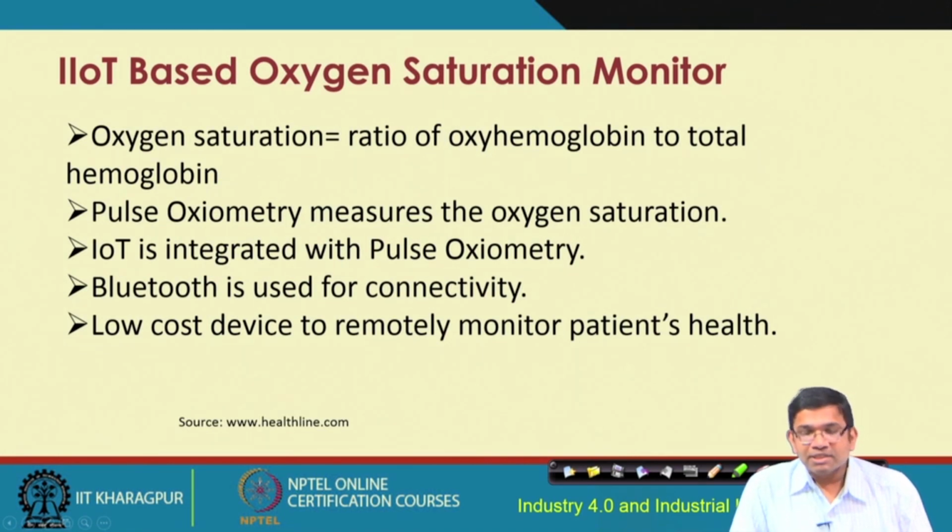For oxygen saturation monitoring, particularly for asthma patients, this is very important. Oxygen saturation can be monitored with the help of IoT devices such as pulse oximeters. So, pulse oximeters can help in measuring the oxygen saturation, and these pulse oximeters could be integrated with connectivity solutions such as Bluetooth, which can send continuously the data of the oxygen saturation level of the patient who is being monitored.